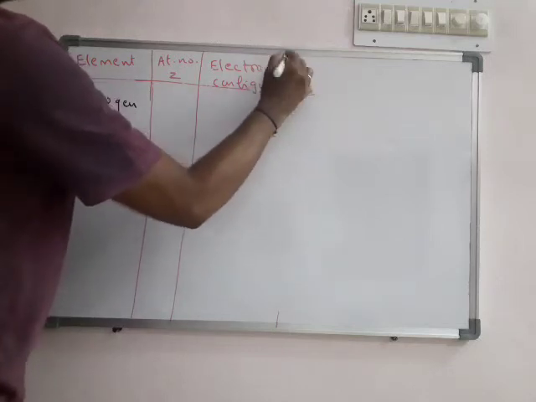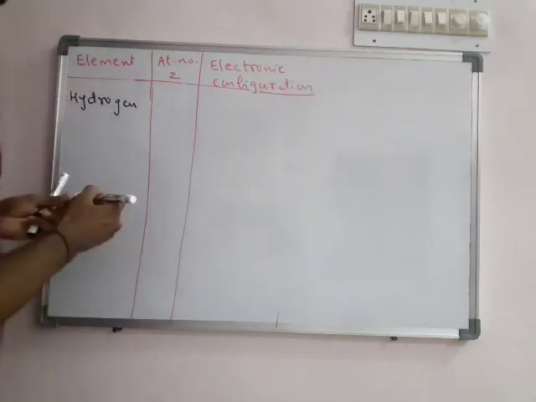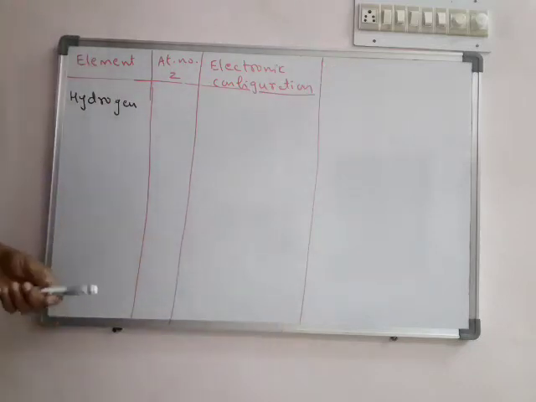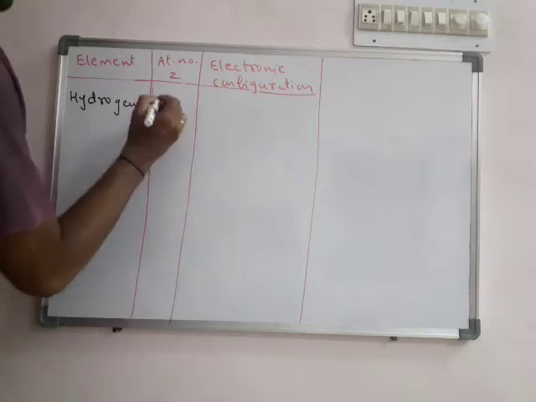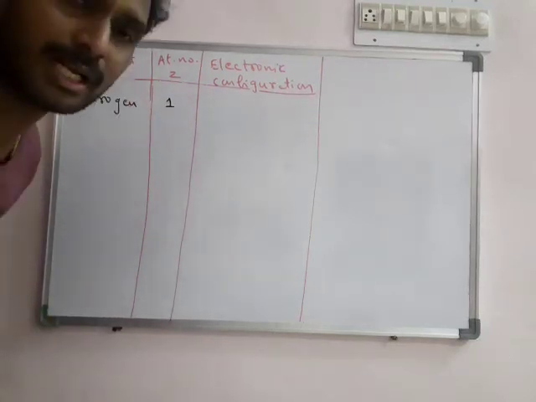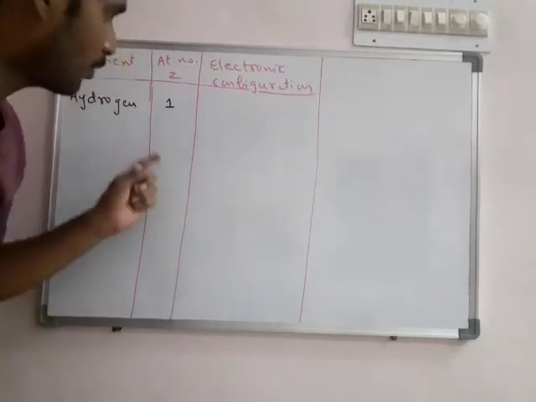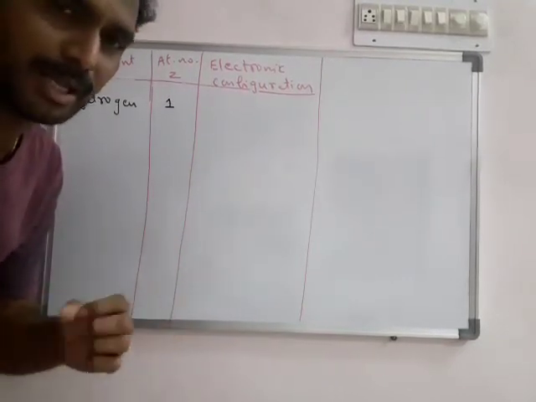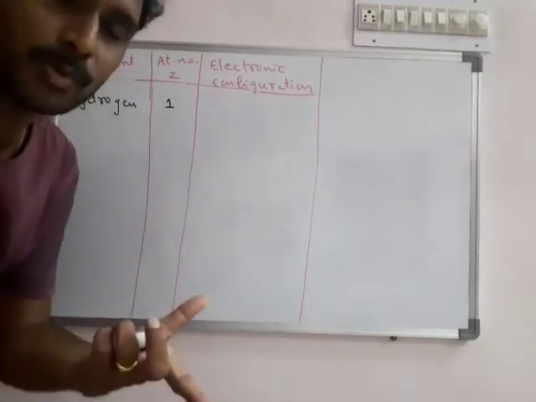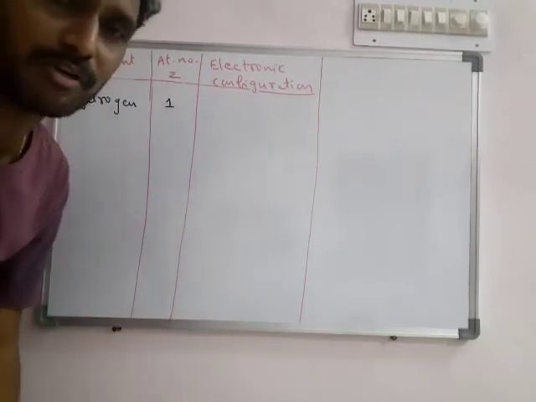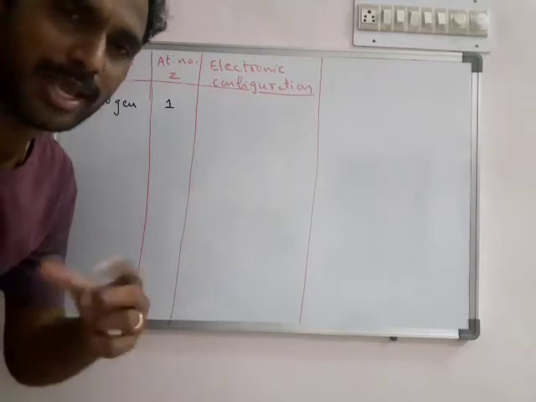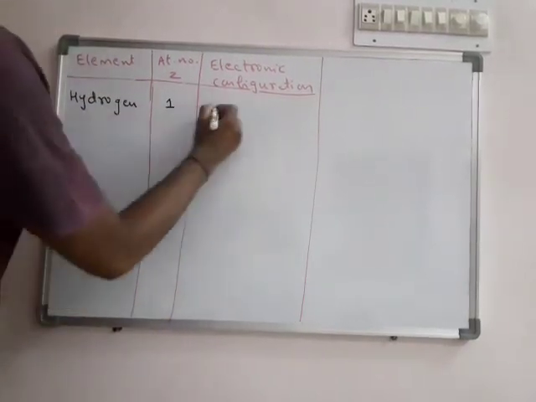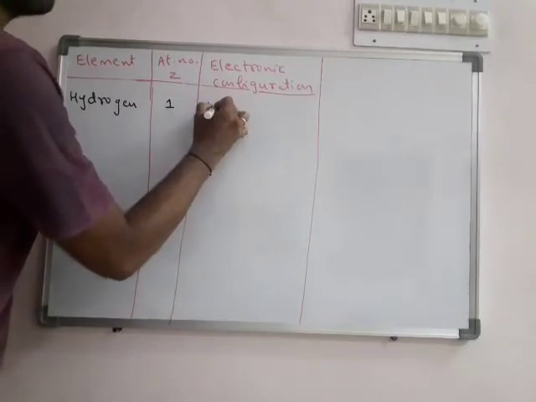Electronic configuration. Okay, now see first hydrogen. What is its atomic number? 1. We mention the atomic number because we have to distribute the electrons. Atomic number means number of protons, which in normal atoms is equal to the number of electrons. Ions are different; here we are writing for atoms. So the electron fills the first level, that is 1s1.